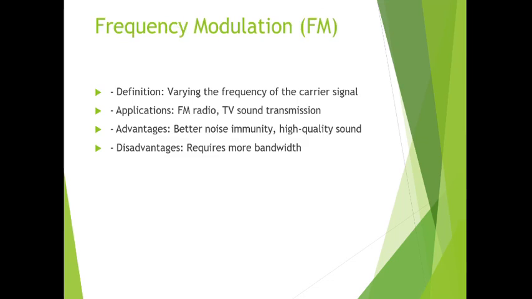In slide number 7, we're going to talk about frequency modulation, in short form FM. In frequency modulation, the frequency of the carrier wave varies with the message signal. Applications: FM radio and TV sound transmission. Advantage: provides better noise immunity and high quality sound. Disadvantages: requires more bandwidth compared to AM.